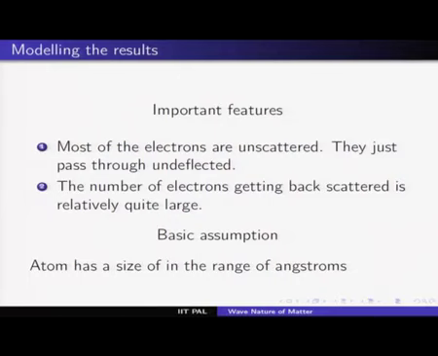So, what were the important features, whatever I told you there? I have made a mistake in typing this, I am very sorry about it. Most of the alpha particles are unscattered, they just pass through undeflected, and the number of alpha particles getting back scattered is relatively quite large, and this is going to be a problematic issue for us in order to interpret. Again, I am repeating, this must not be an electron, it must be an alpha particle in both the lines. So, please pay attention to that.